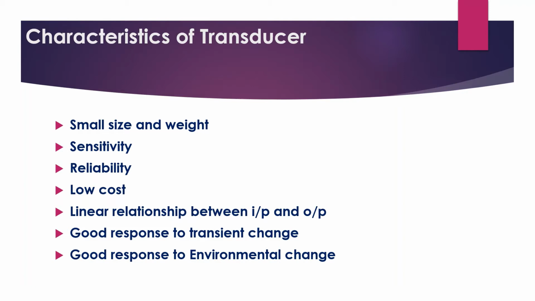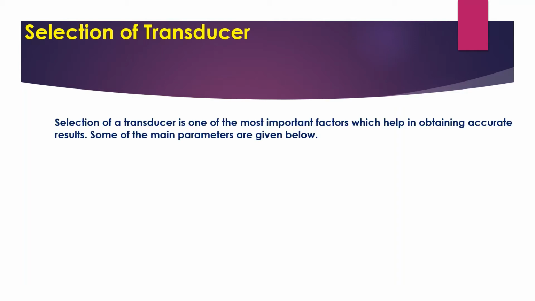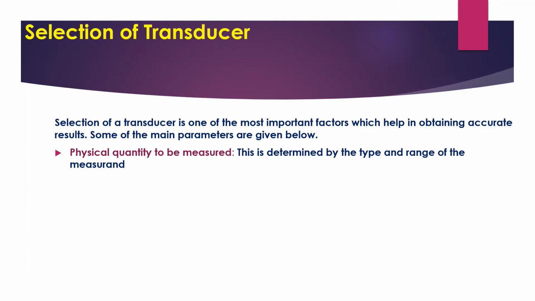Next is, of course, when you design an instrument, you select a transducer. So there are a few parameters which are related to transducers. The selection of a transducer is one of the most important factors which helps in obtaining accurate results. Some of the main parameters which have to be understood are given below. The first one is physical quantity to be measured. This is determined by the type and range of the measurand.